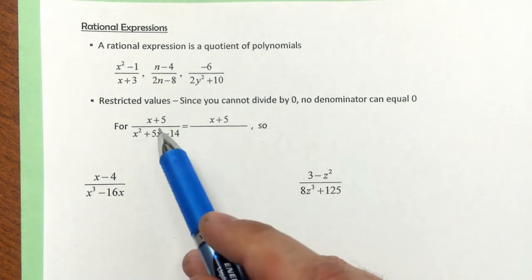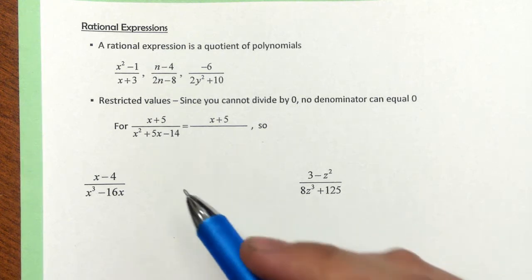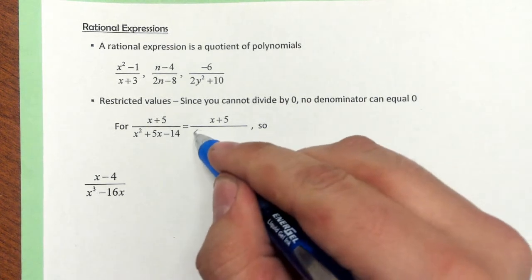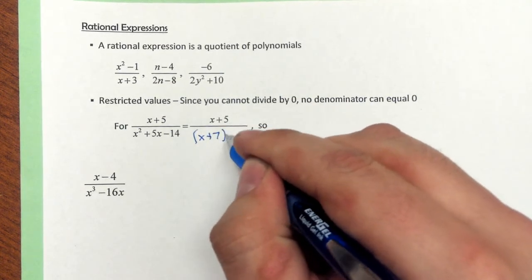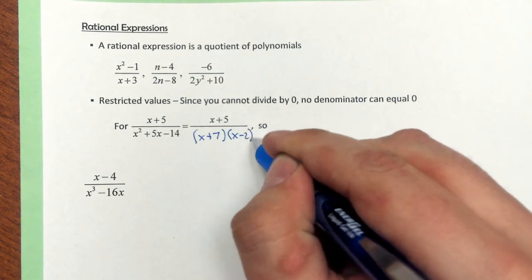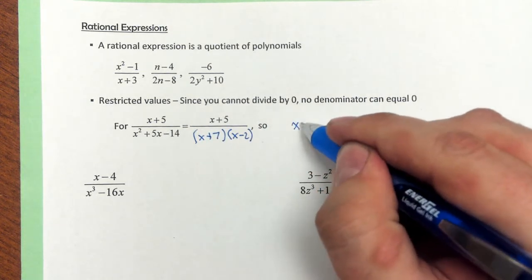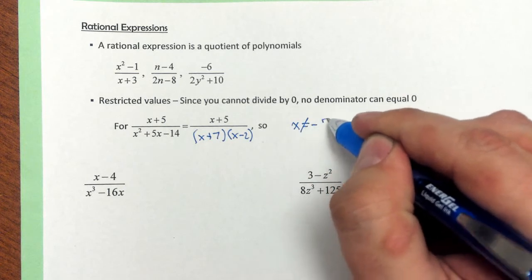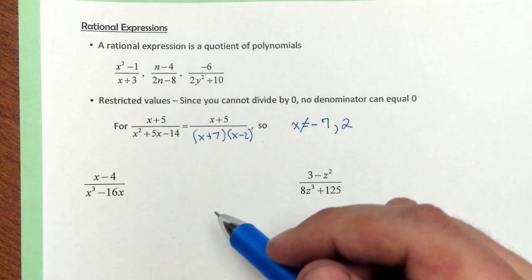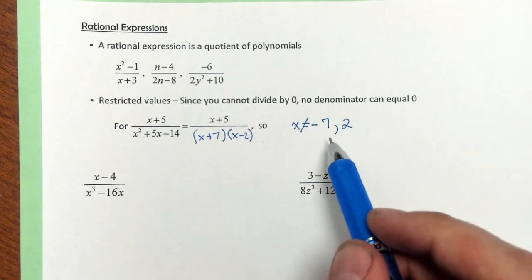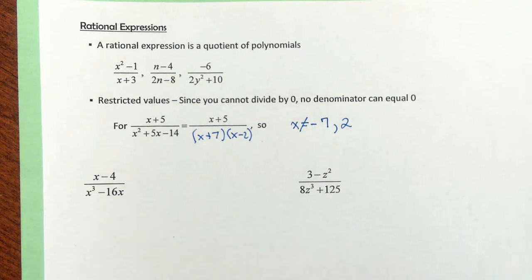So right here, I have x plus 5 over x squared plus 5x minus 14. Well, that denominator can be factored. What multiplies to negative 14 and adds up to 5? Well, that would be plus 7 and minus 2. So, since the denominator cannot equal 0, that will mean that, of course, x cannot equal negative 7 or 2 from those two factors. If x were negative 7 or 2, again, what would I have? Division by 0.